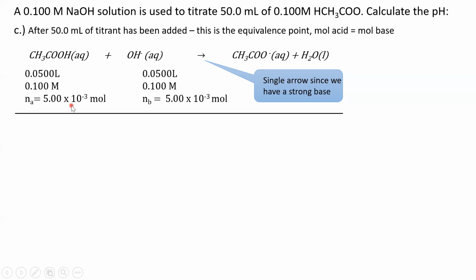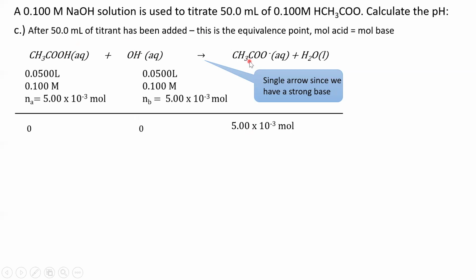And if we look, the moles of acid now equal the moles of base. We're at the stoichiometric equivalence point. That means none of the acid will be left and none of the base will be left. But we're going to be producing acetate ions. It's a 1:1:1 ratio. So we're going to have 5.00 times 10 to the minus 3 moles of acetate.